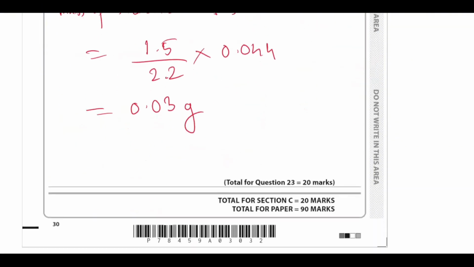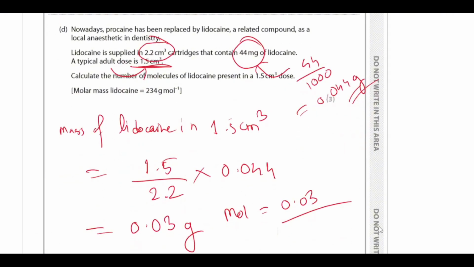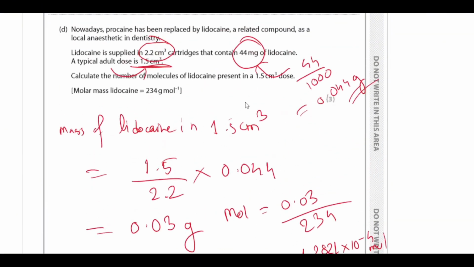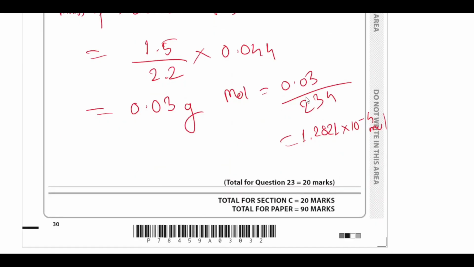Now, since we know the mass, we can easily find the moles. So the moles would be 0.03 divided by the molar mass, which is about 234 gram per mole. So that's basically around 1.2821 times 10 to the power negative 4 mole. So now we know the moles, so we can easily find the molecules of lidocaine since we know the Avogadro constant, which is about 6.02 times 10 to the power 23.